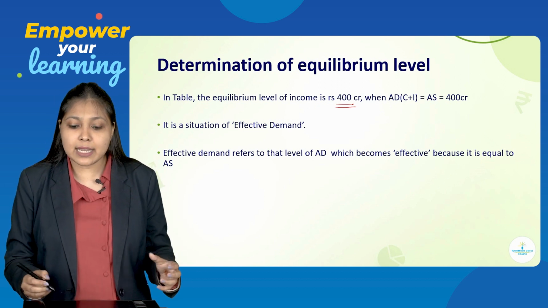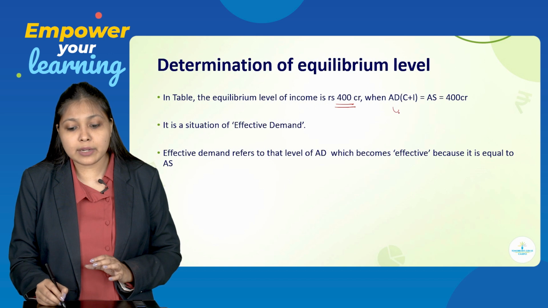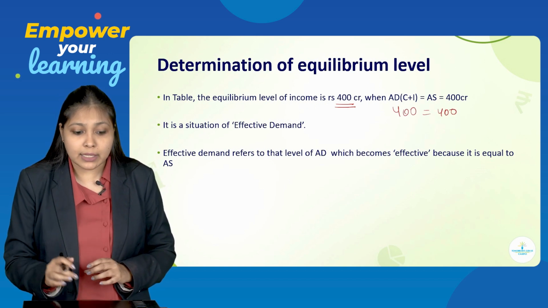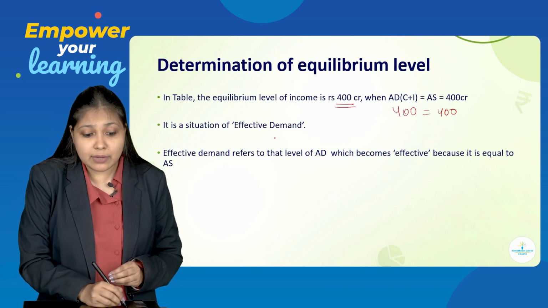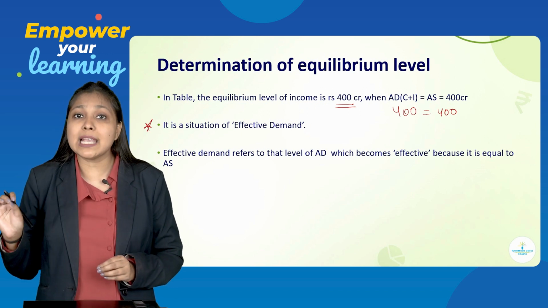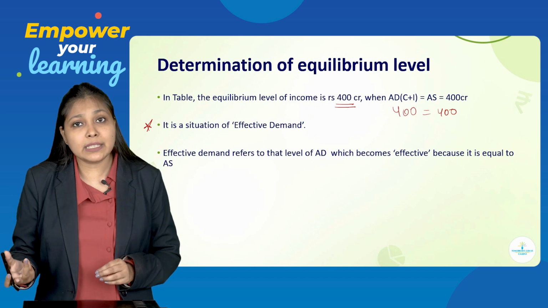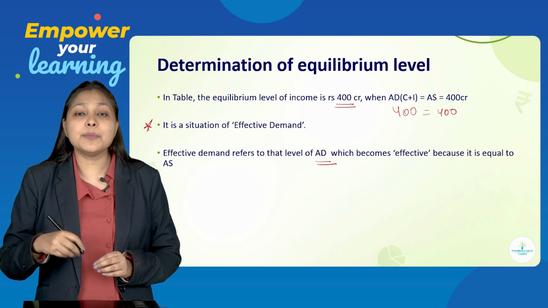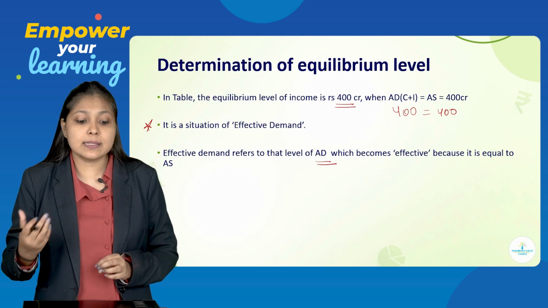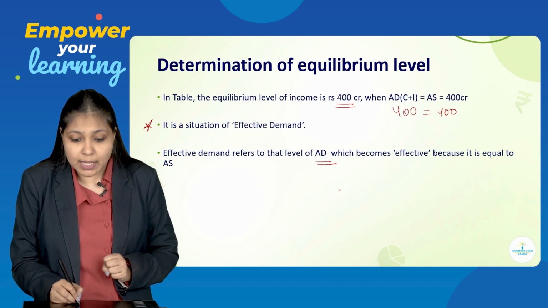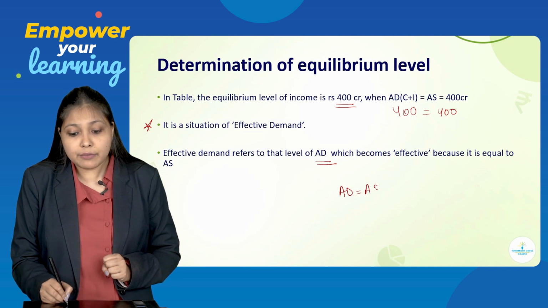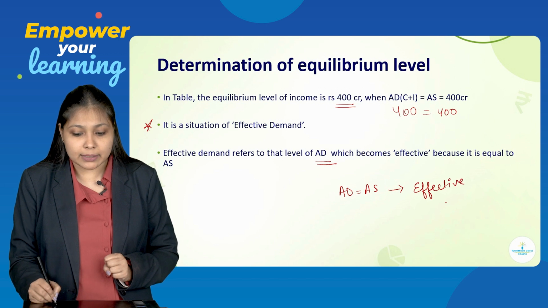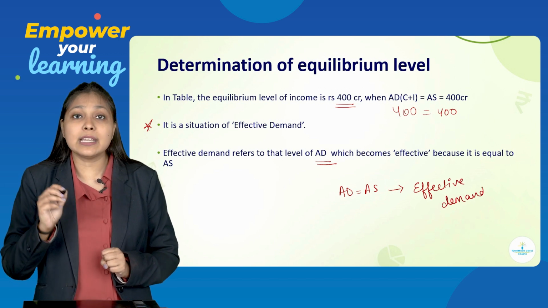We saw that in the schedule. AD was also 400, AS was also 400. So we said that this is the equilibrium point. And this situation, very important, is called effective demand. What is effective demand? It refers to the level of AD which becomes effective because it is equal to AS.